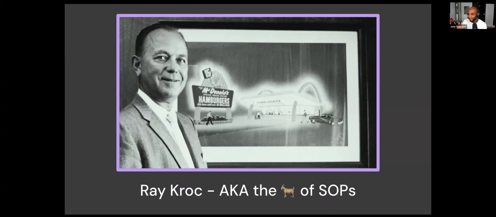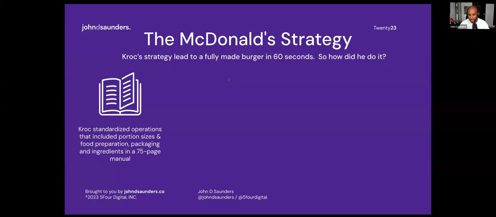Ray Kroc did some kind of crazy stuff on the side, but overall, his process behind how he got McDonald's to lead in efficiency was amazing. And so Kroc's strategy led to a fully made burger in 60 seconds. So how did he do it? He standardized operations that included portion size and food prep, packaging and ingredients, and a 75-page manual. A 75-page manual on making a burger, y'all.